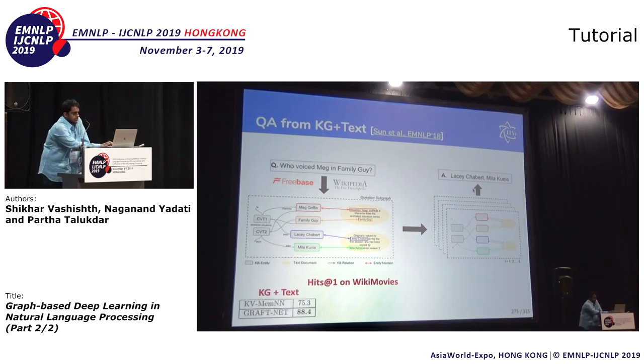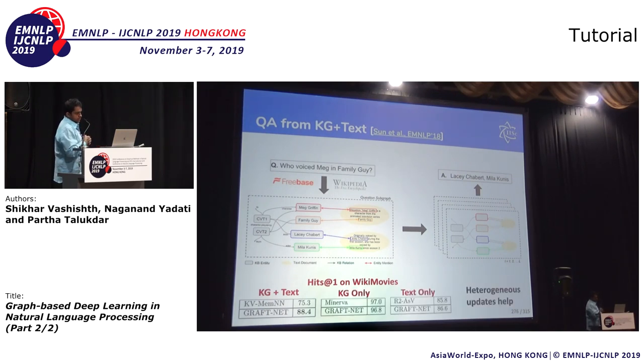Then these representations are used to answer the question. For example, who voiced Meg in Family Guy? The answers are Lacey Chabert and Mila Kunis. As we can see in the table, on the problem of question answering from KG plus text, they outperform a key value memory net baseline. They also show KG only and text only methods, which are competitive with the Minerva and R2AS methods.